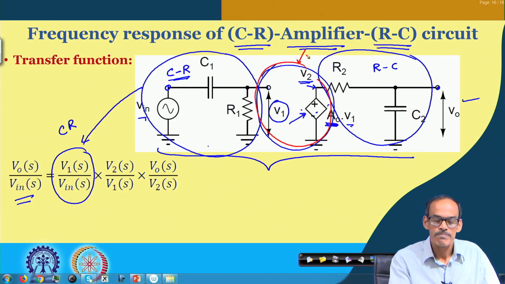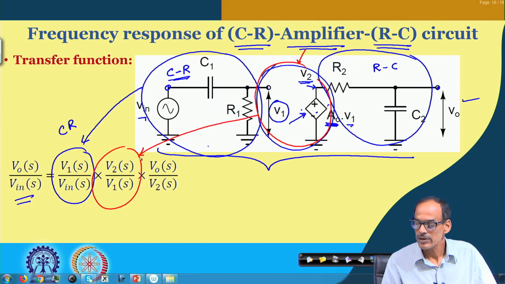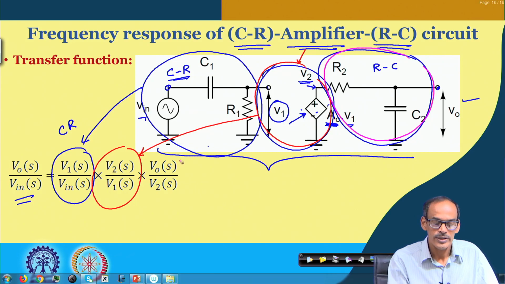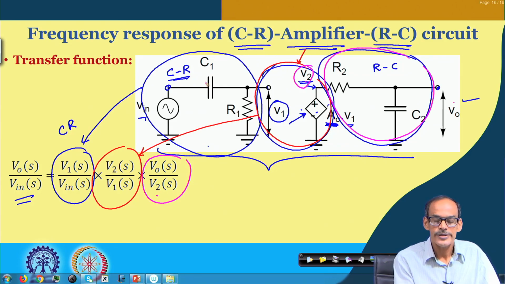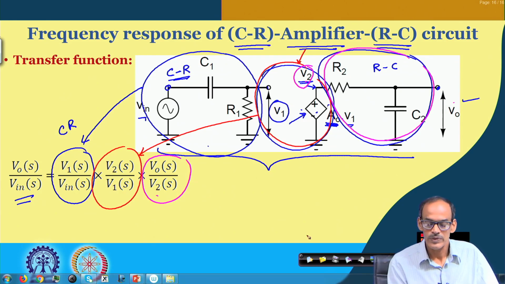This part is basically representing the amplifier. The third part is the RC circuit, and its transfer function is basically VO divided by V2. Now, if we recall the transfer function of this CR circuit, this part has a transfer function of S times C times R divided by 1 plus S times C times R.